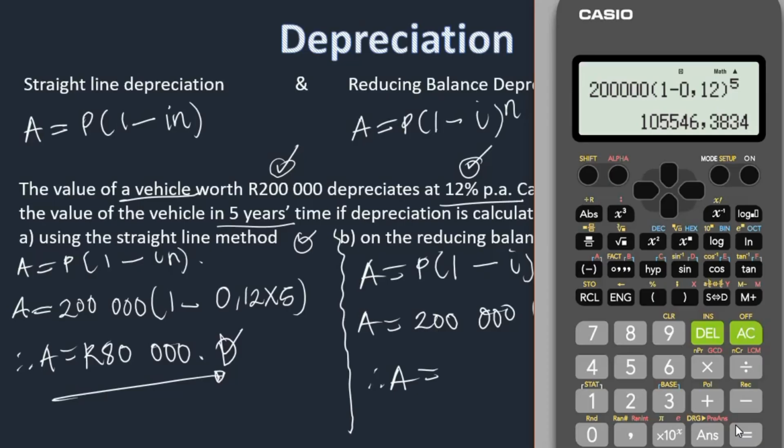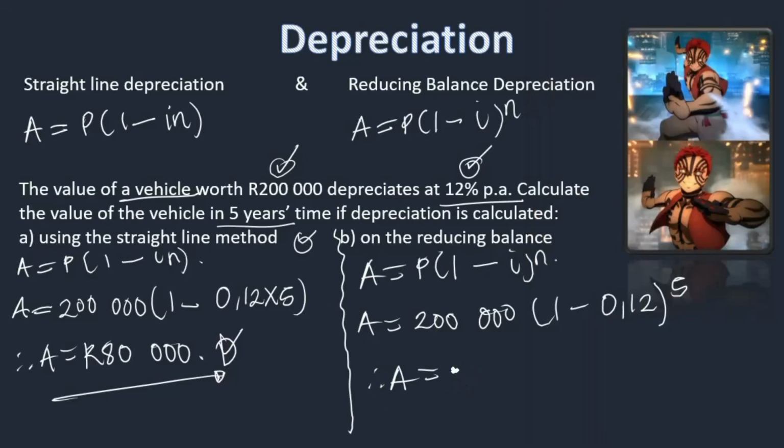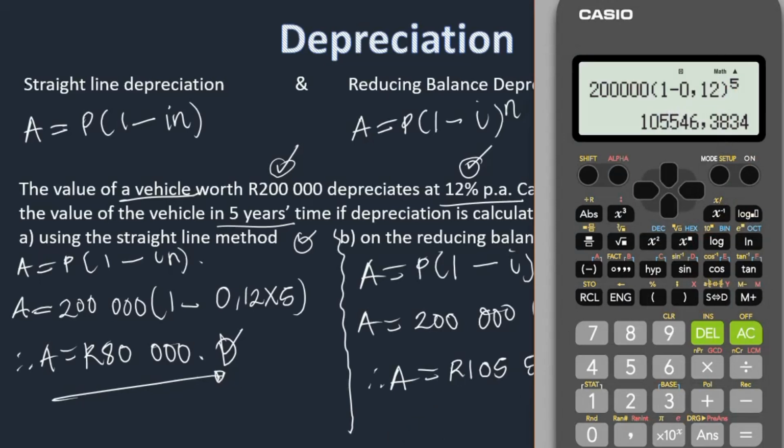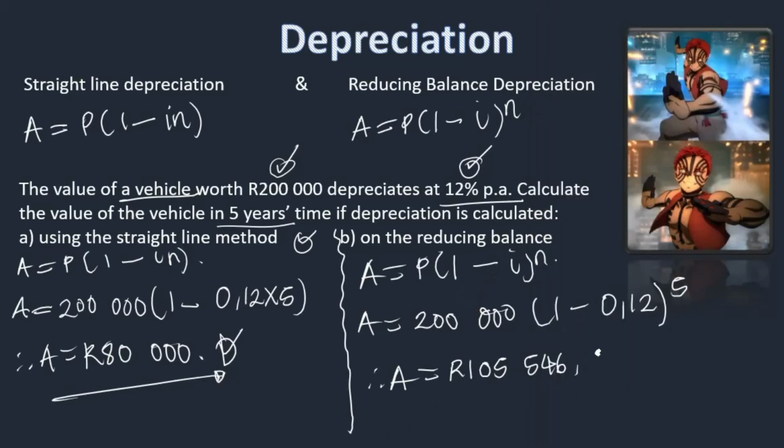105,546. Let me just write the value. 105,546, comma, what was the decimal? Comma 38, to 2 decimals. Mine is always to 2 decimal places, unless they tell you otherwise.